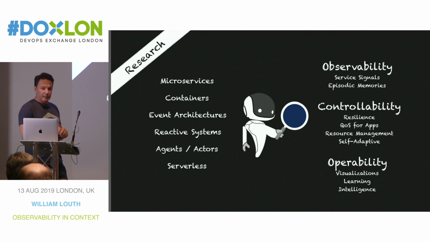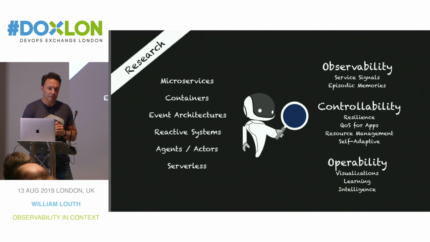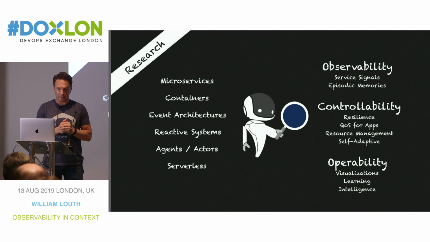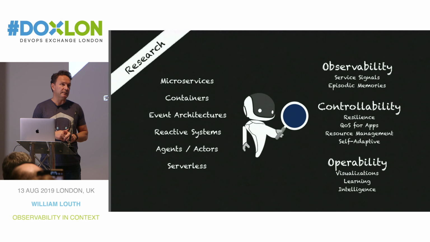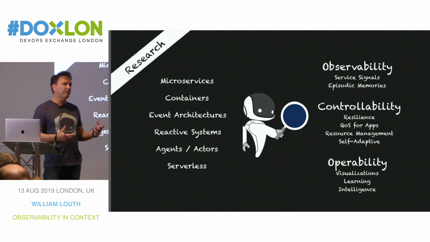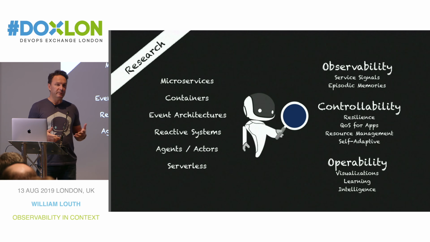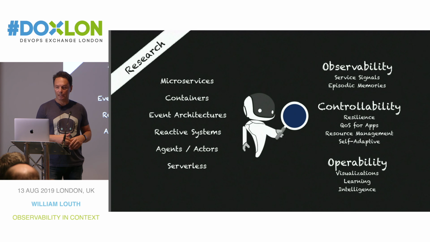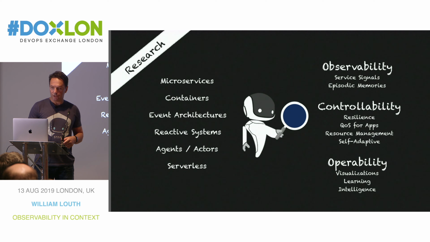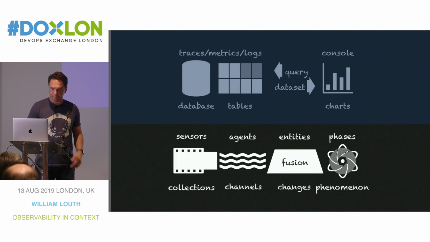My research looks at what's happening in the market on microservices, containers, event architectures, reactive systems, and agents. Then I try to see how that's going to impact observability, controllability, which is the area I really focus on, and operability, which is an area that's coming up. I'll go into how I see observability compared to how it's being promoted, and then we'll talk about what controllability is, which is the purpose of observability.